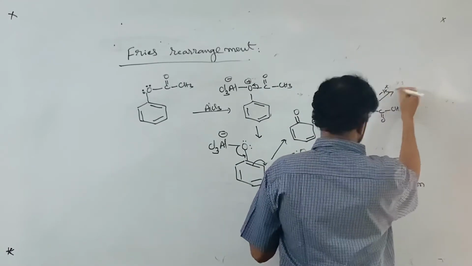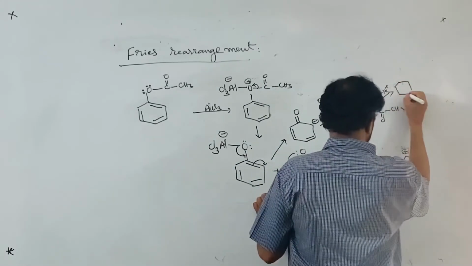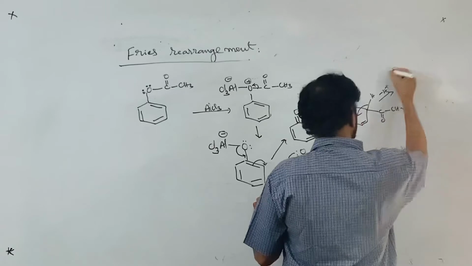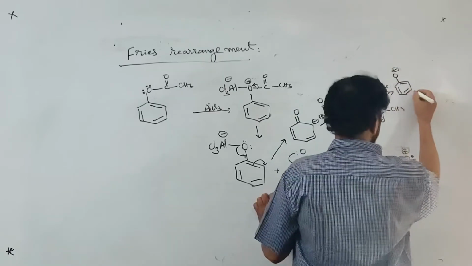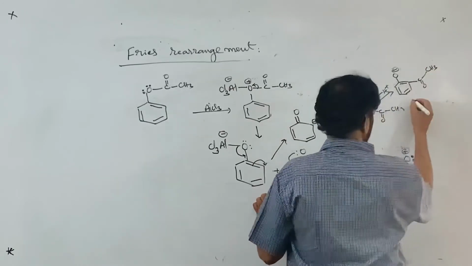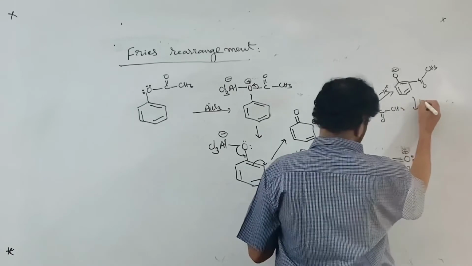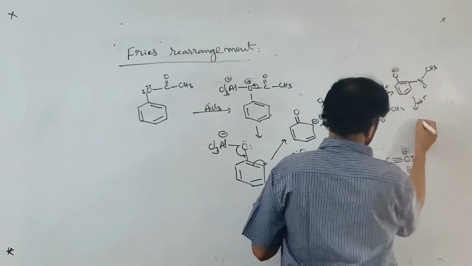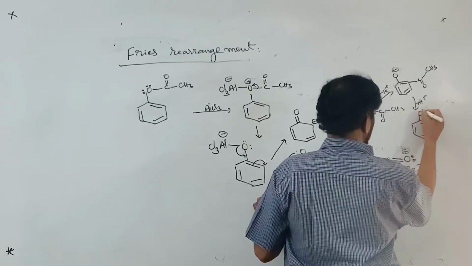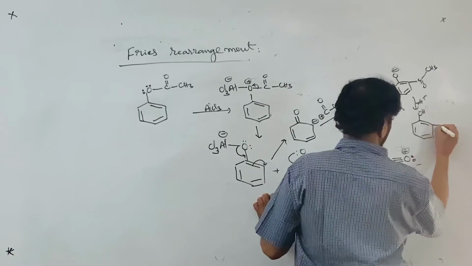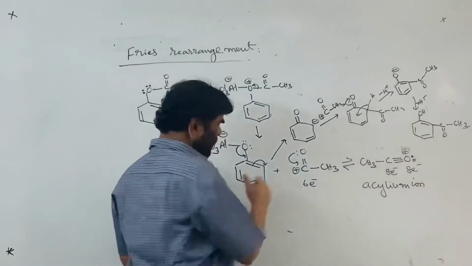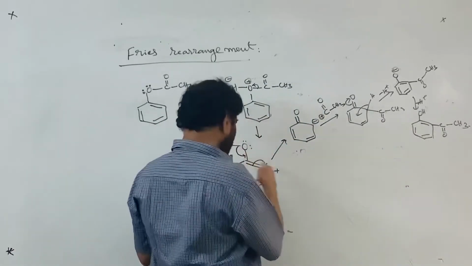That is, and now aromaticity is restored. Acetyl group is attached. This is H plus ion plus H plus going to here. Ortho acetyl, ortho product. Or else we can write this way. So it need not be this thing.